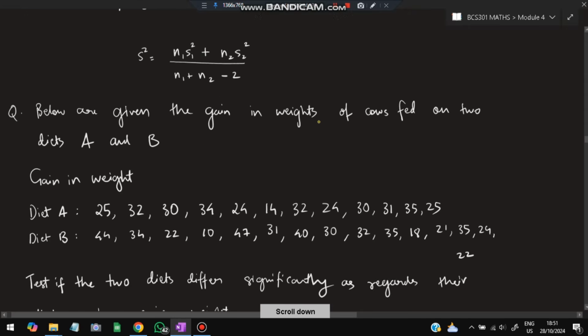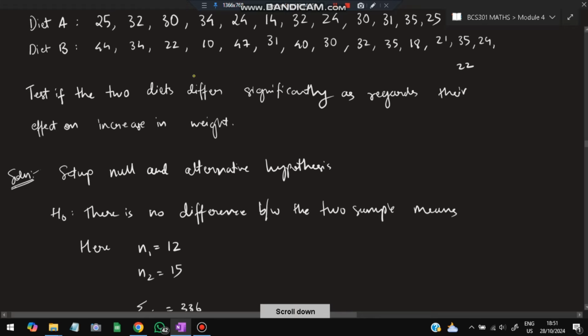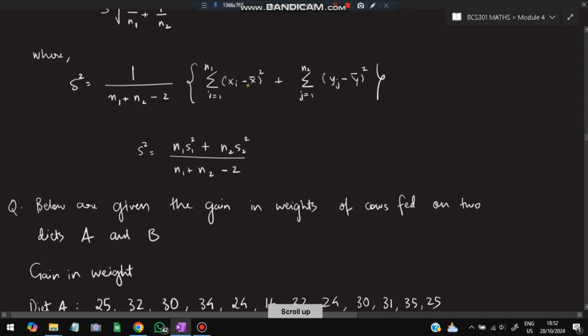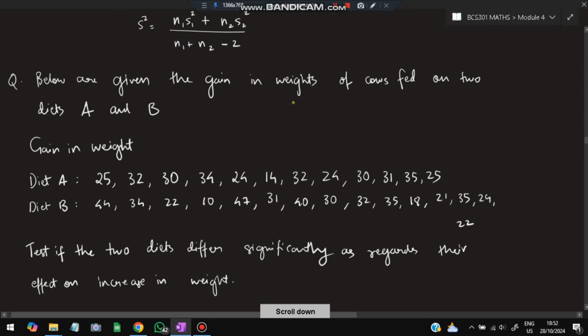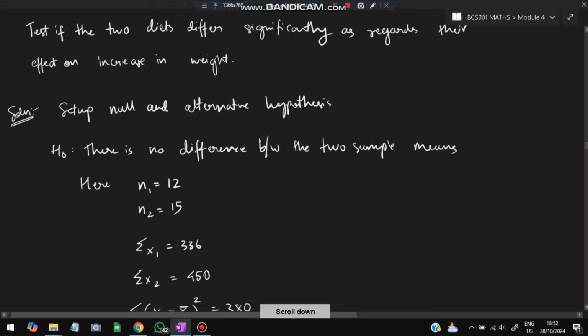Now, what do we have to calculate first? The question is to test if the two diets differ significantly. If they ask this type of question, whether it is differing significantly or not, that is where we will be applying this formula. The term test of significance of difference will be there in the question, and two samples will be given. That's how you know this is the type of question.